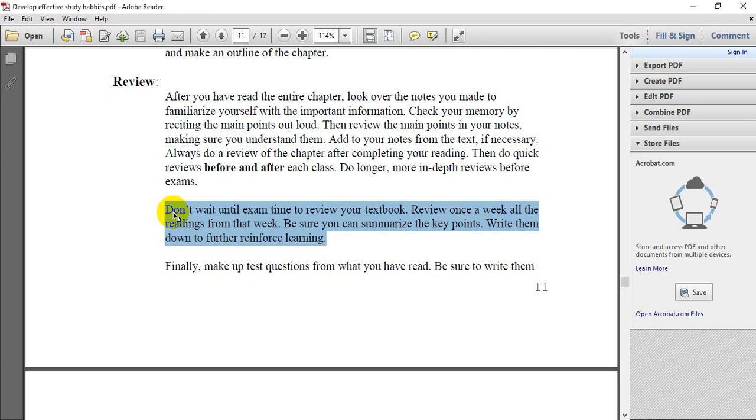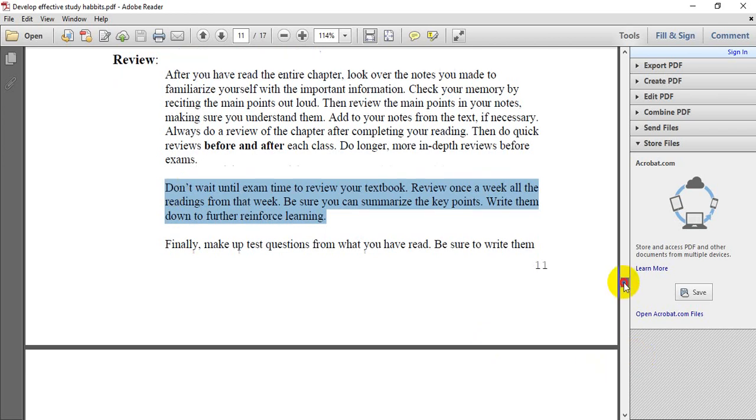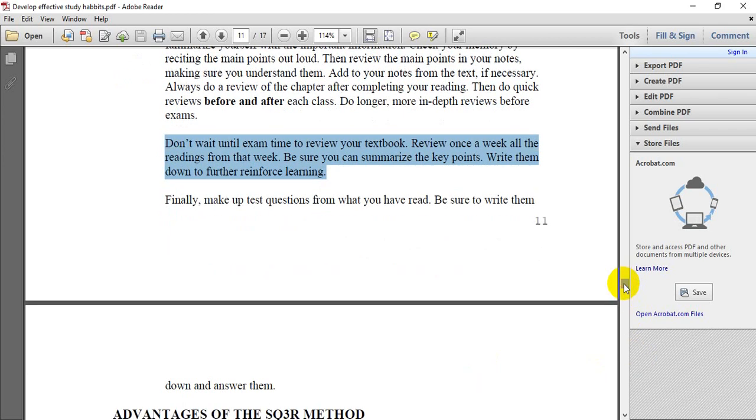So it's very necessary to pay attention that you haven't missed anything of importance. There is sometimes a temptation to miss out pieces of information and associated questions that cover areas we don't enjoy or we find hard. Finally, make up test questions from what you have read. Be sure to write them.